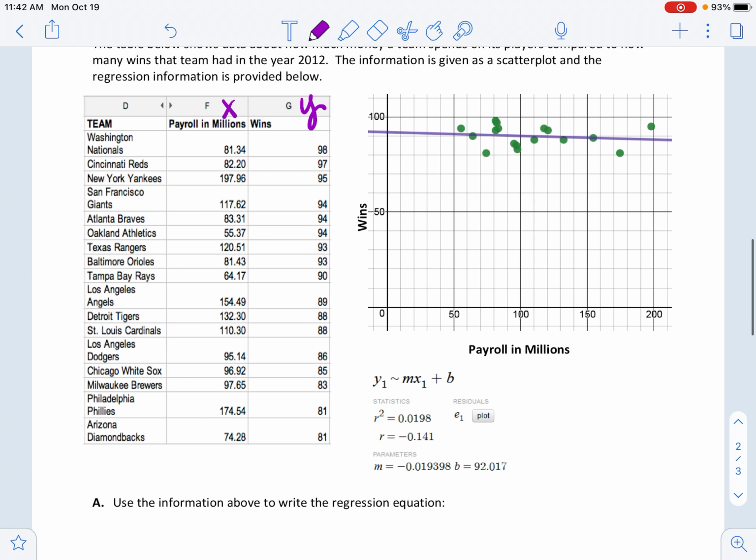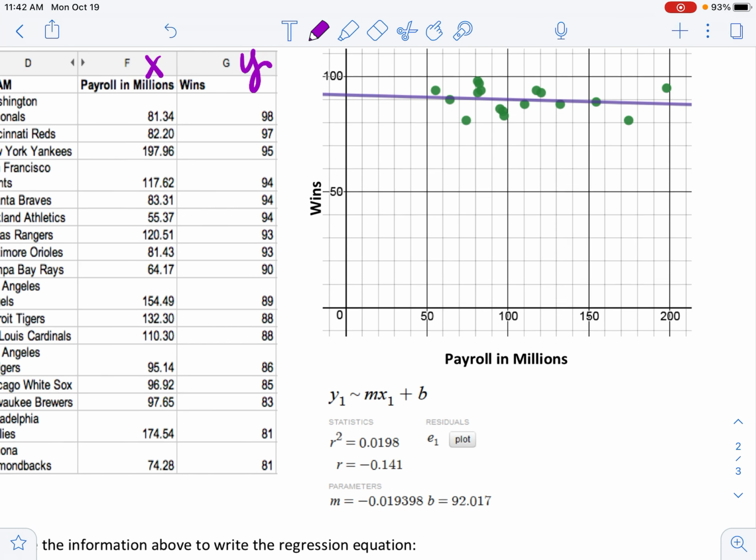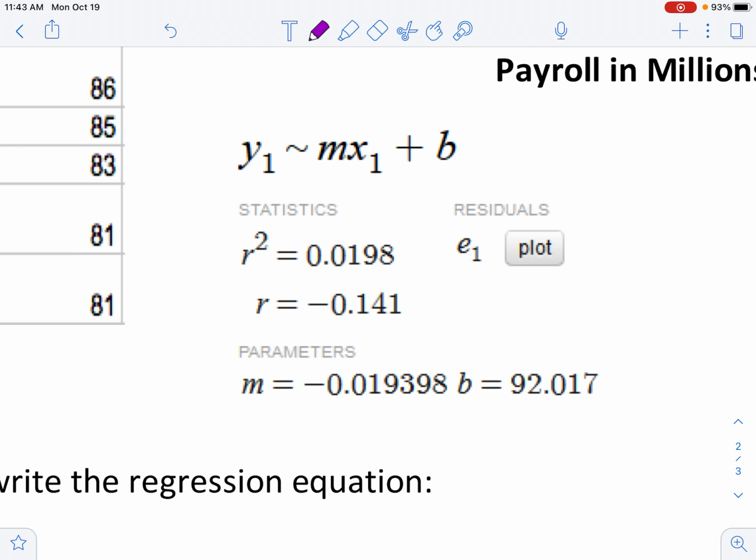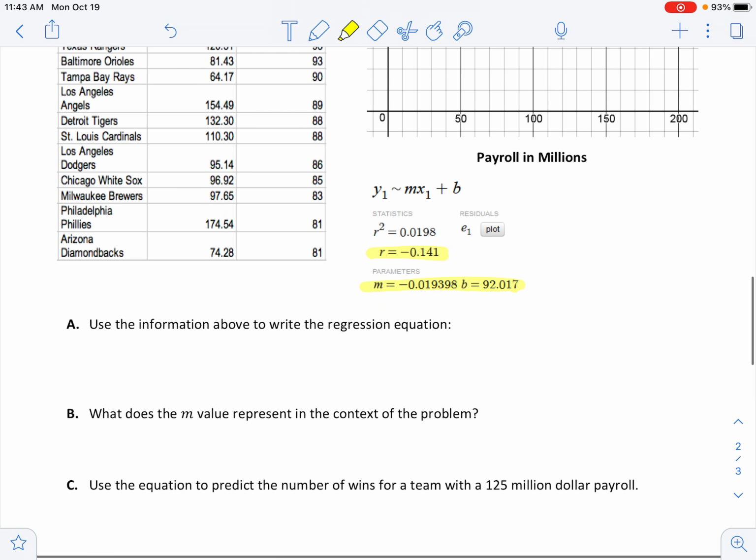If you look at it, this was all put into Desmos already, and this graph and this information is what popped out. So y equals mx plus b. We got the r value right here. Make sure you're looking at the r value. And then we got m and b right here. It says use the information above to write the regression equation.